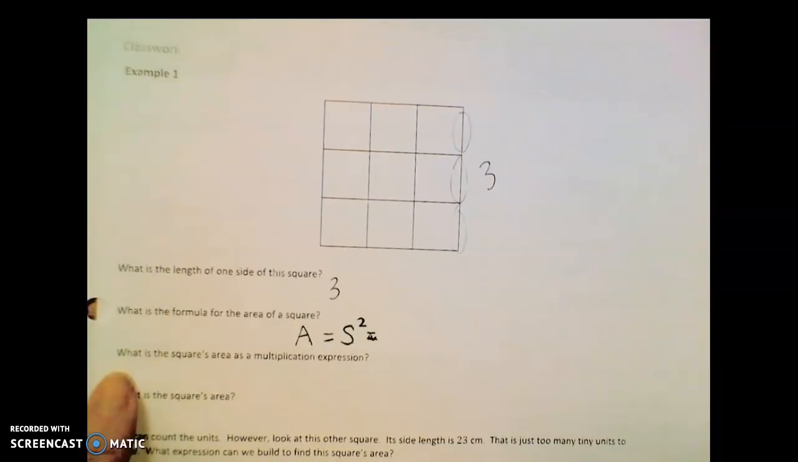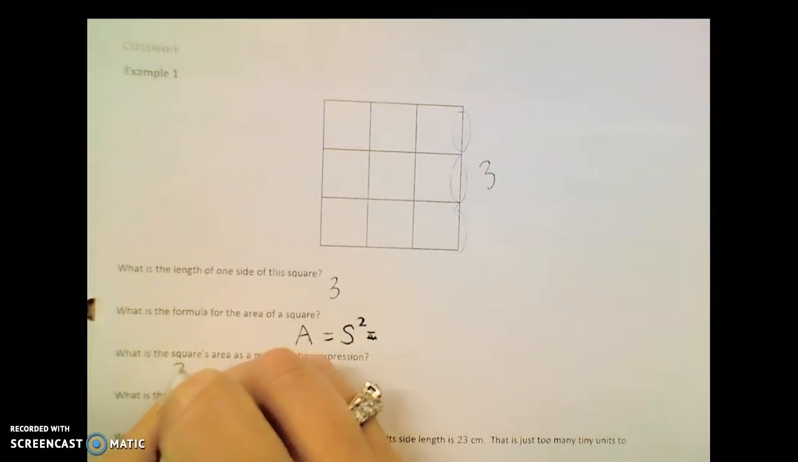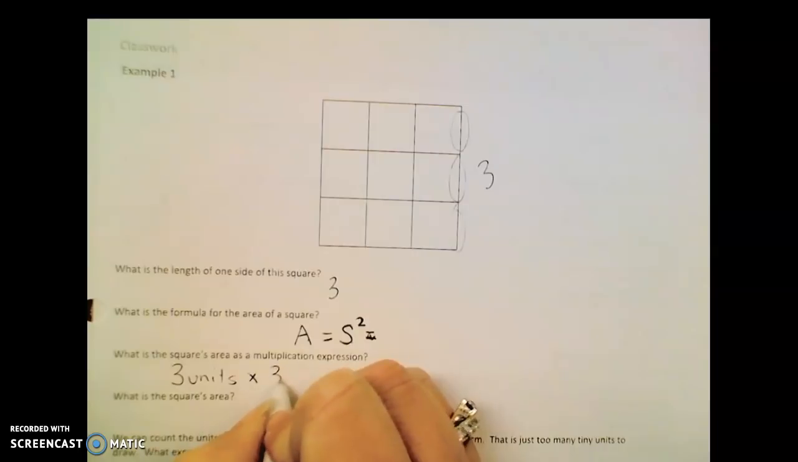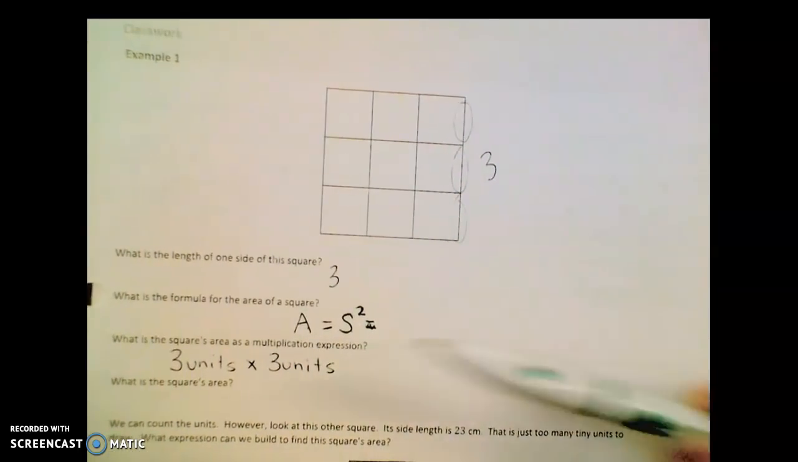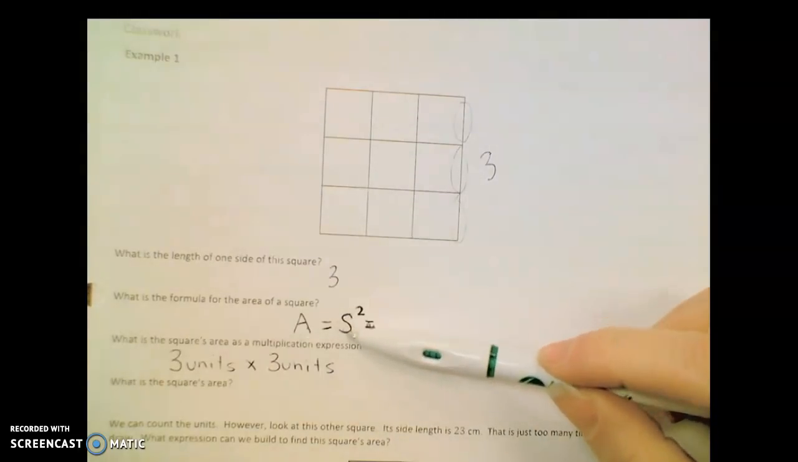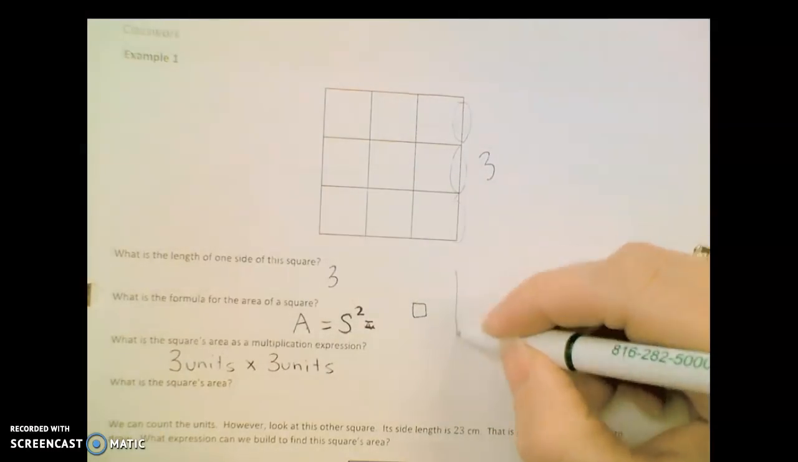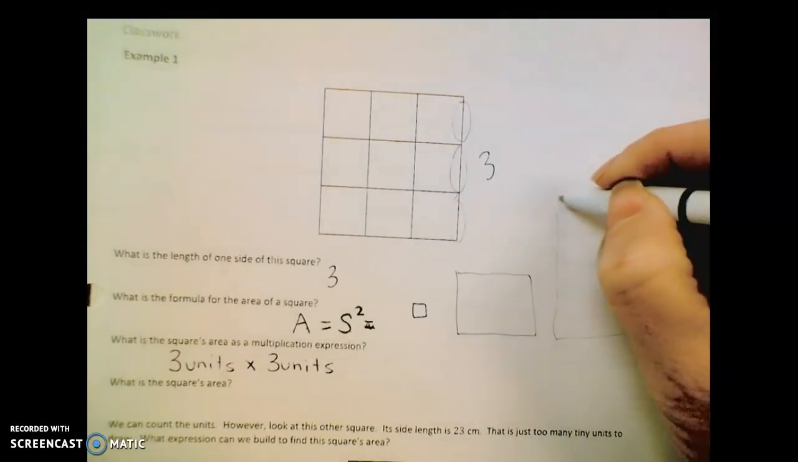So now it says, what is the square's area as a multiplication expression? So in this case, this square's area as a multiplication statement would be 3 units times 3 units. So that's really the substitution when we replace the letter with numbers. So this stands for any square that's out there. It might be a tiny little square that is only millimeters big. It might be a huge square. It might be a ginormous square that's talking about a city block.